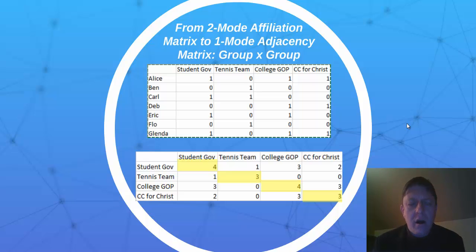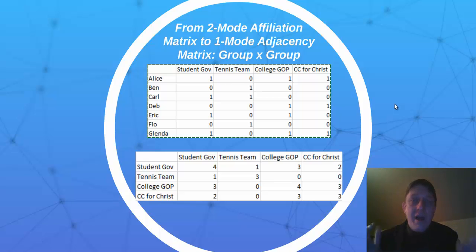What else do we have here? Is there any other strong tie? Oh, look. College GOP and student government, 3. Who are those members? Alice and Eric and Glenda. So the college GOP knows a lot about what happens in student government. It also knows a lot about what happens in the Campus Crusade for Christ. The student government and the Campus Crusade for Christ are a little bit less familiar with each other. They only have 2 members in common. Those 2 members are, can you find them? Yeah, Alice and Glenda.